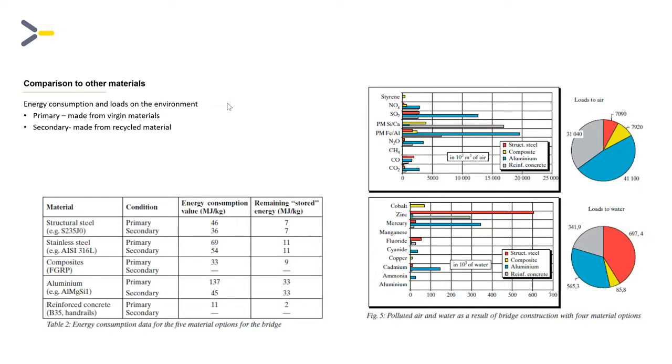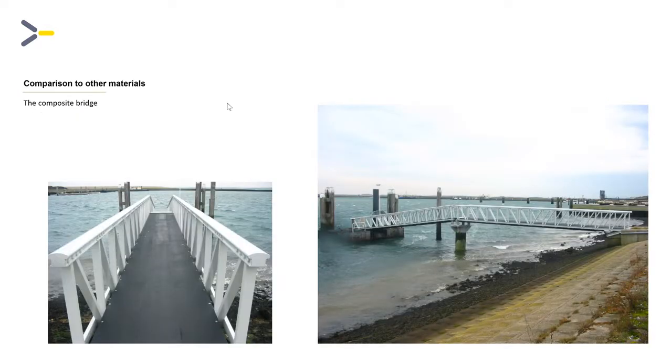So back in the days, the municipality of Zealand decided to go with the composite bridge due to the lower impact on the environment, and this is how the bridge actually turned out to be.